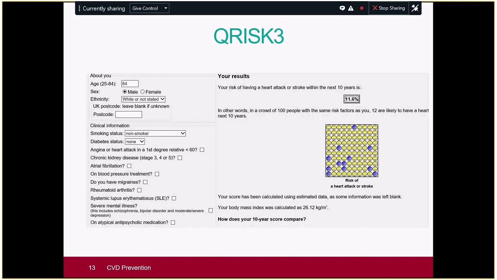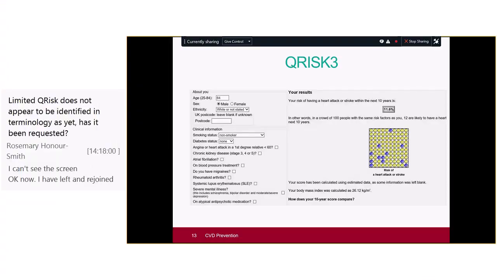He will still remain in that 10 to 20% band, which will be some lifestyle advice, or lots of lifestyle advice, and offered a statin. And of course, if he chooses not to take the statin, he'll go back to a 5-year call and recall. And if he does, then he will go for an annual recall. So for this person, using QRISK3 hasn't made a difference to the clinical pathway.